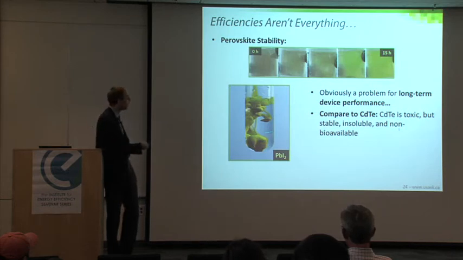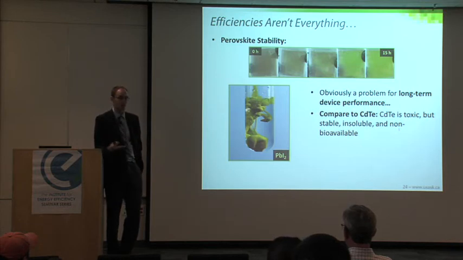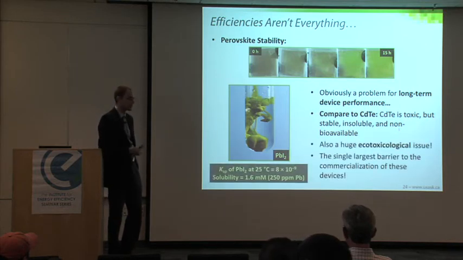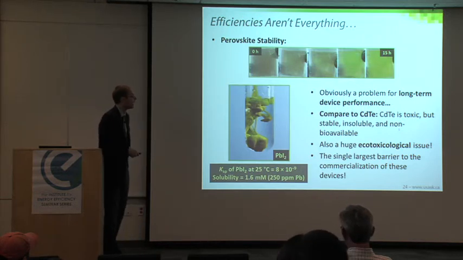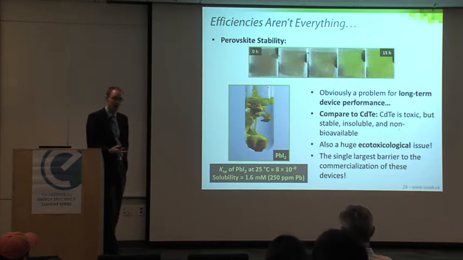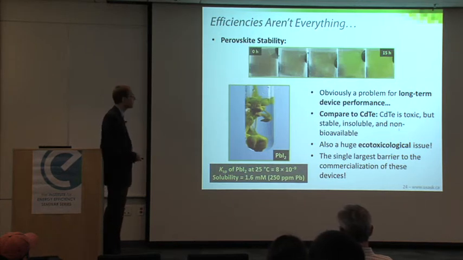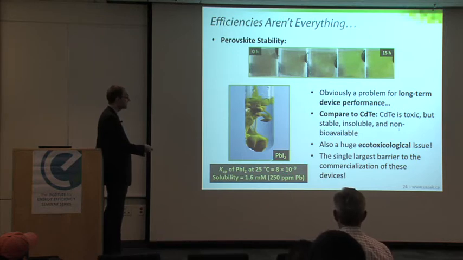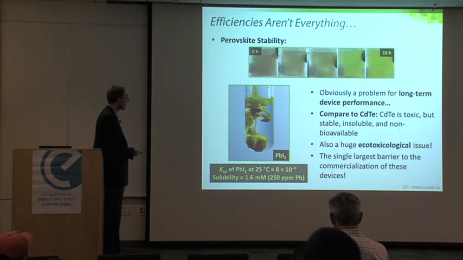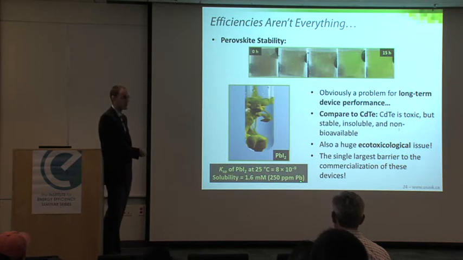And so you might look at the lead iodide and say, well, that's insoluble, that's not going anywhere, we should be fine. But of course, I teach Chem 115, so the second semester of first year. We talk about equilibrium constants and solubility products. And if you look at the KSP of lead iodide, it's actually kind of high. It's about 10 to the minus 9, 10 to the minus 8. And if you work that out, this is actually soluble in water to the tune of 1.6 millimolar, or about 250 parts per million of lead.